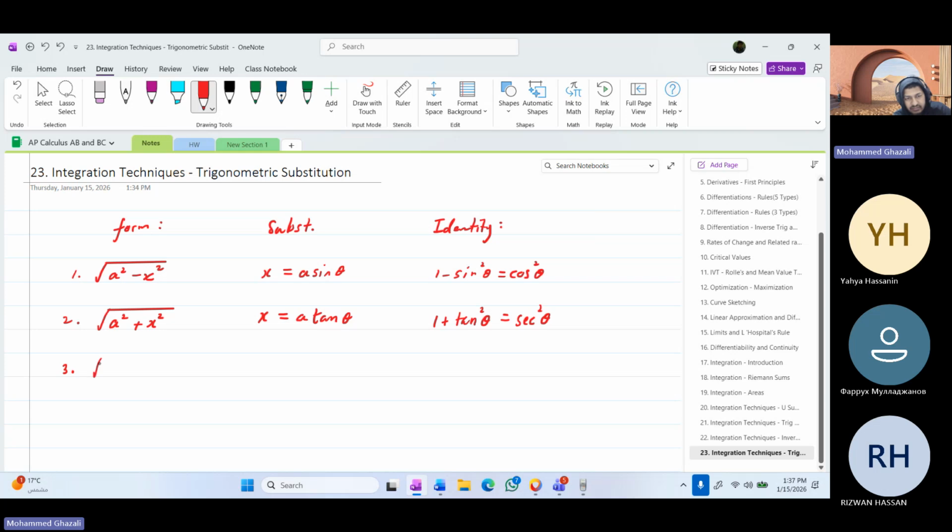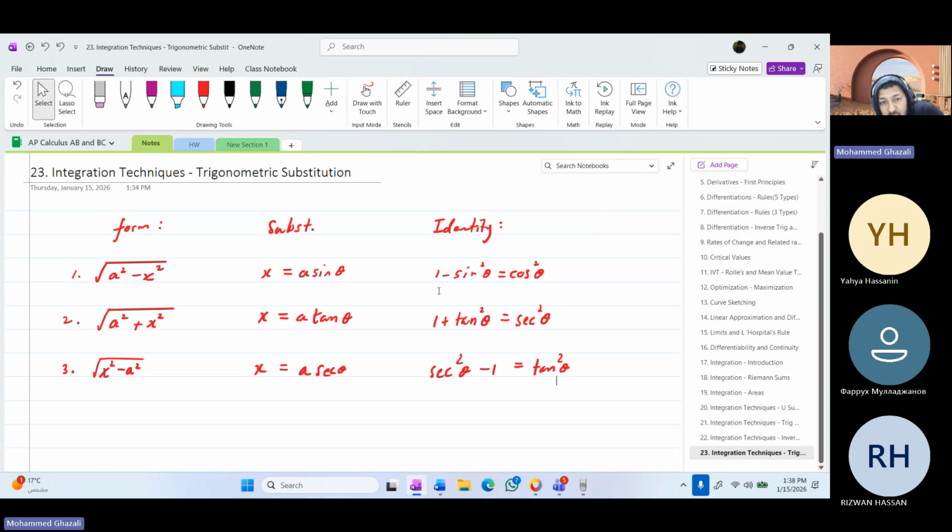And the third form is square root of x squared minus a squared. The substitution we will use is x is equal to a sec theta, and the identity we will use is sec squared theta minus 1 is equal to tan squared theta. So the first one is a number minus x squared. The next ones are square roots. These are all square root forms.